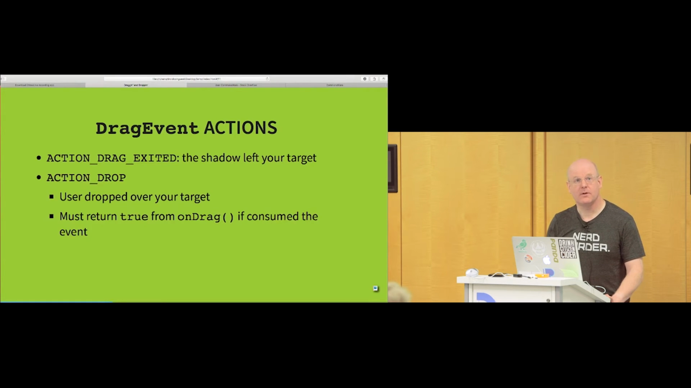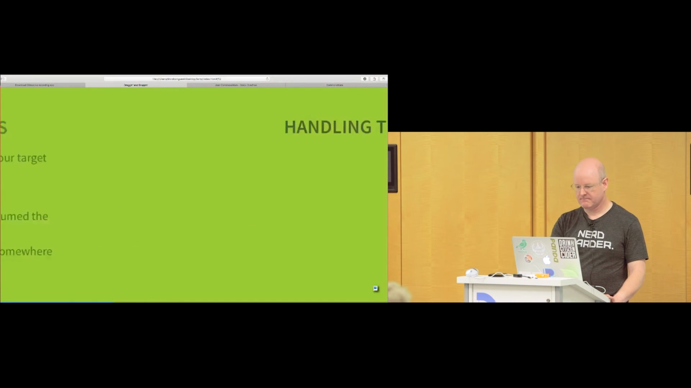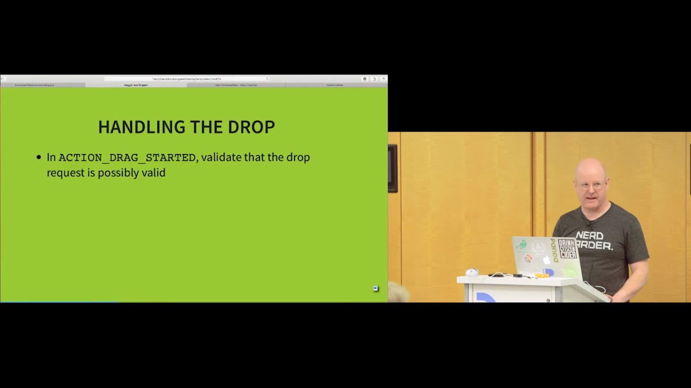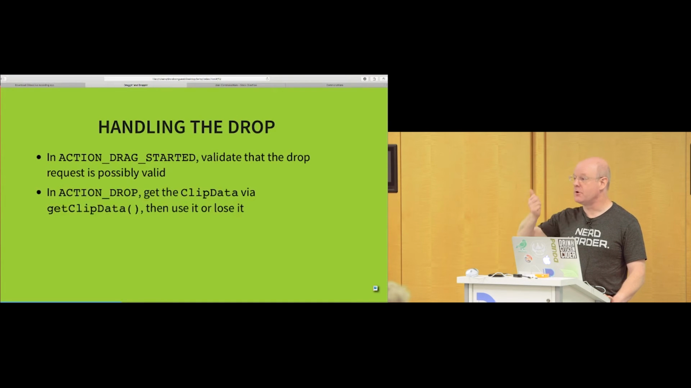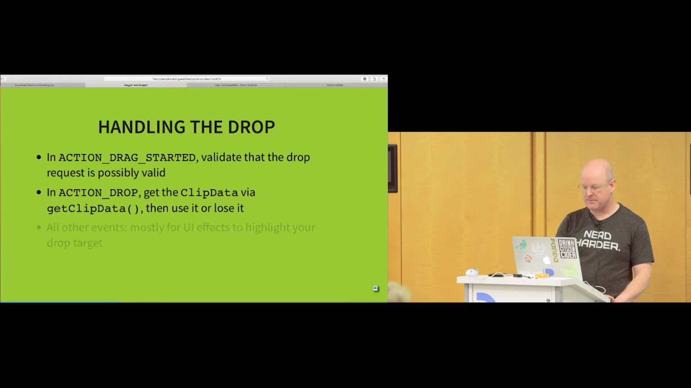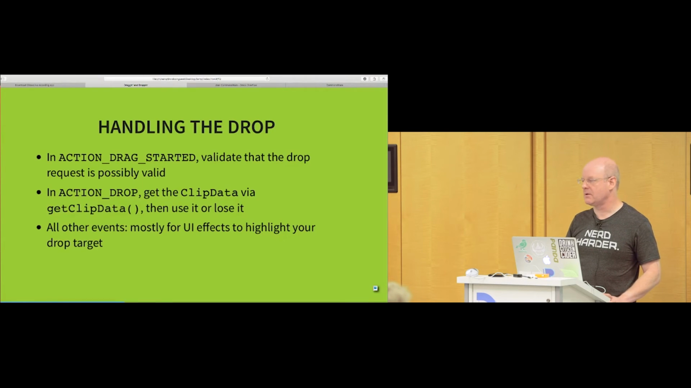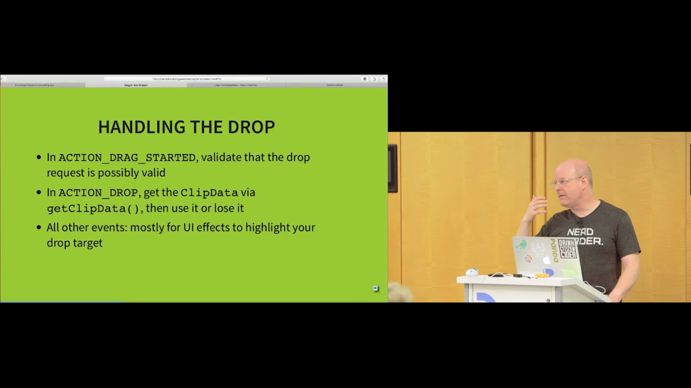Action drag ended, you'll get that event when the drag and drop operation is over, including if the user dropped over some other drop target, so your drop target can unwind anything that it may have done in action drag started. And so overall, in action drag started, you're going to validate that the drop request is possibly valid for you. In action drop, you're going to do the real work related to the drag and drop. And for all those other events, if you pay attention to them, that's mostly for rendering purposes, so you can highlight your drop targets in one form or fashion and give the user some clues that this is a place that is worthy of attempting to drop as opposed to arbitrary spots in your UI.